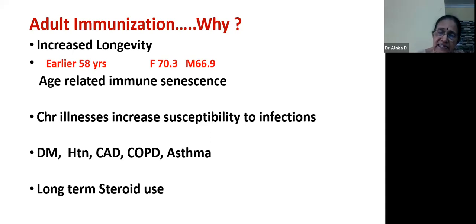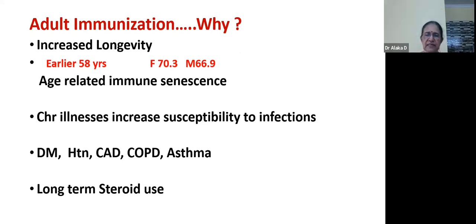Chronic illnesses increase the susceptibility to infection. With advancing age, our population is having a lot of chronic illnesses which are now called non-communicable diseases. Infectious diseases are communicable, while non-communicable diseases or lifestyle disorders like diabetes, hypertension, coronary artery disease, increase the susceptibility to infections. The same is true about COPD, asthma, and other respiratory problems.